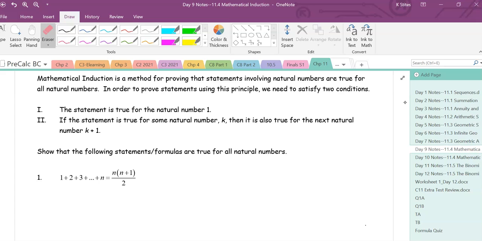Also, if the statement is true for some natural number k, then it is also true for the next natural number k plus 1. Basically, imagine you have a bunch of dominoes, and we are able to prove that you knock down the first domino. That would be the natural number 1. And let's say you are also able to show that somewhere farther down the line, a domino and the domino after it, k and k plus 1, also fall down. Then we can assume that all of the dominoes in between are also going to fall down as well. Okay, so we are going to show that this statement is true for all natural numbers.